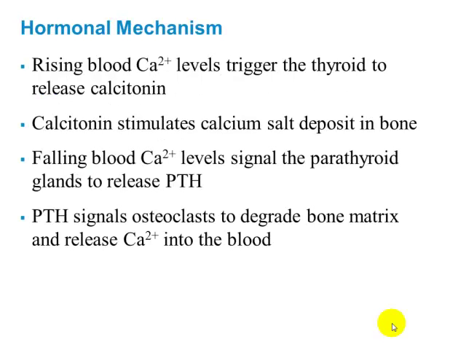So the hormonal mechanism is going to involve something called calcitonin. Okay. Calcitonin is going to be released by the thyroid gland. The thyroid gland is located kind of just below your throat. Okay, is where you see the thyroid gland. We also have something called the parathyroid gland. The parathyroid gland is located inside the thyroid gland. And the parathyroid gland is going to release a hormone called parathyroid hormone, or PTH. Okay. These will be triggered by differing levels of calcium ion within the blood.